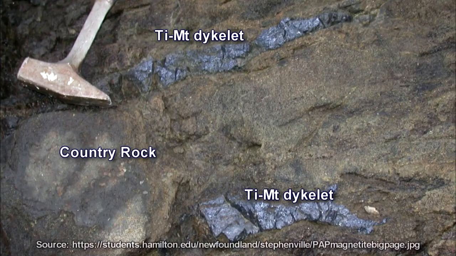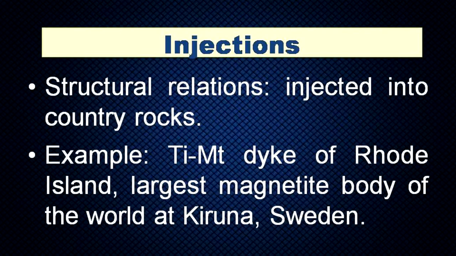Now, structural relationship in the case of injection: they are injected into country rock. The best example is titaniferous magnetite deposit in the form of a dike. The best example is the Rhode Island dike, where titanium and magnetite ore deposits are found. The largest magnetite body of the world at Kiruna in Sweden is the best example.